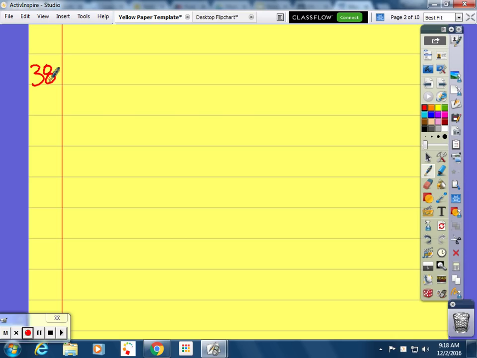Number 39. Decide whether each expression simplifies to a number less than negative 1, greater than 1, or neither. Select one answer for each part of the question. So this is number 39. First one is negative 3 divided by negative 4.